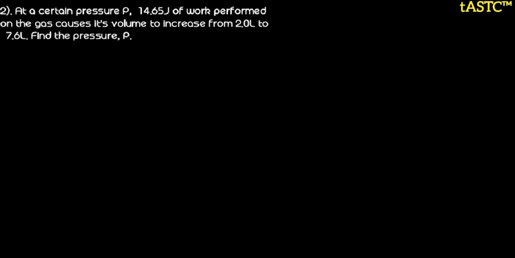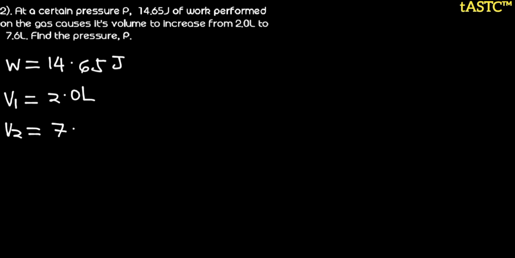Now here is the second question. At a certain pressure P, 14.65 joules of work performed on the gas causes its volume to increase from 2.0 liters to 7.6 liters. And we are required to find the pressure P. So first off, the work. Work is equal to 14.65 joules. And we also have that there is an increase from 2.0 liters. So that should be V1. V1 is equal to 2.0 liters. And V2 is equal to 7.6 liters.